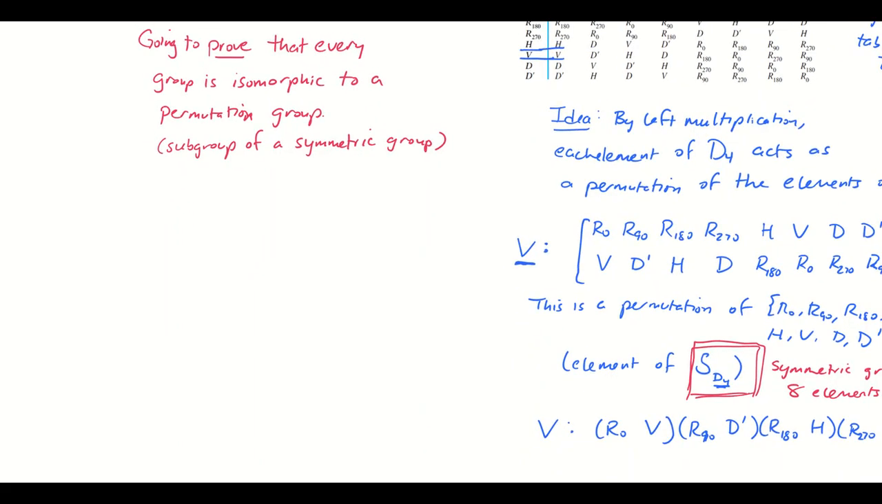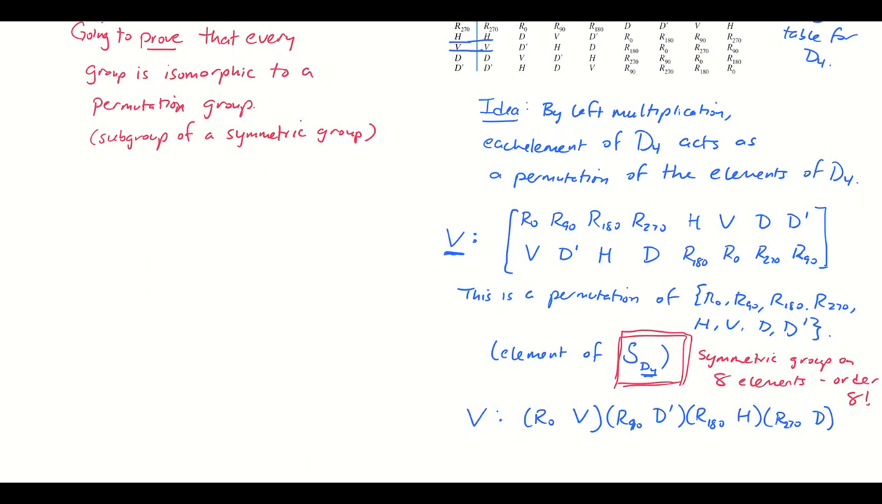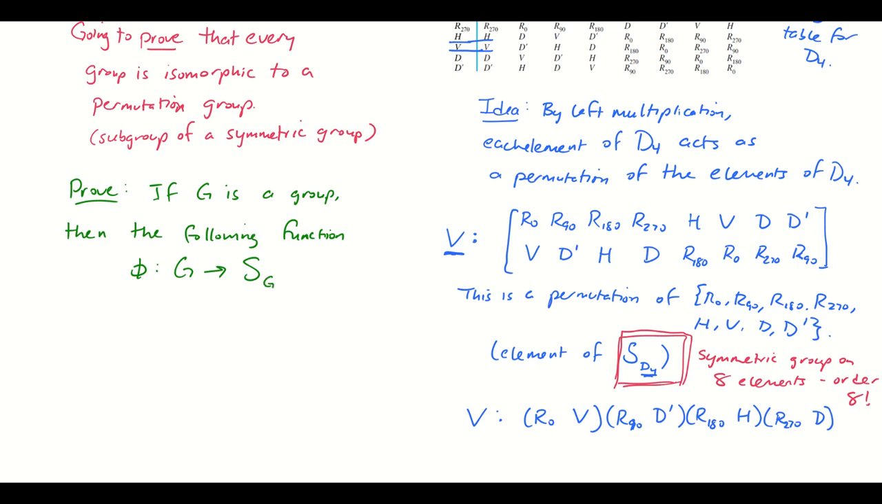All right, so here's what we're going to do now. We're going to prove, let's pick a nice green color here, we're going to prove: if G is a group, then the following function phi from G into S sub G, that's the symmetric group on G, or the set of all permutations, or the group of all permutations of elements of G, is a group homomorphism. And in fact, it is 1-to-1.